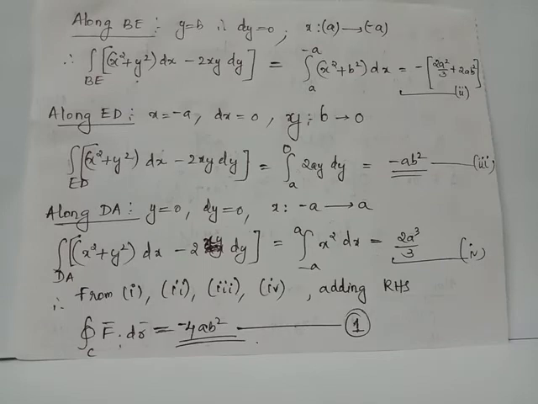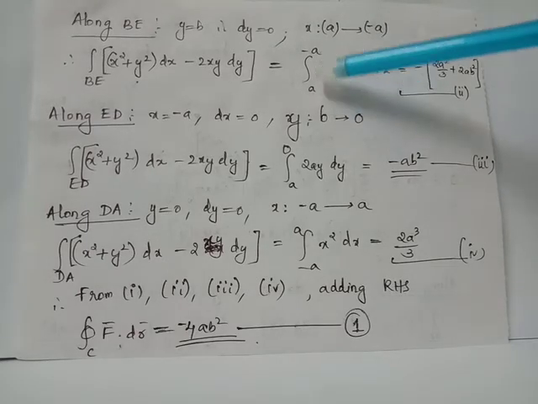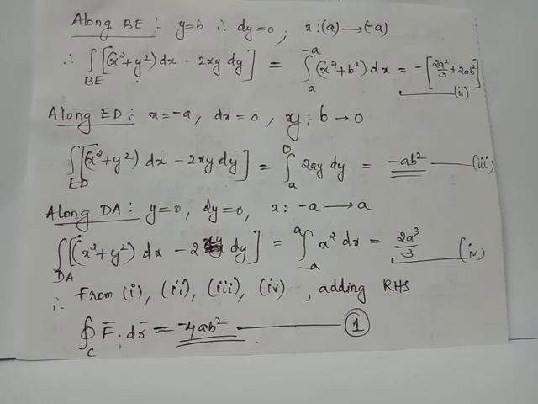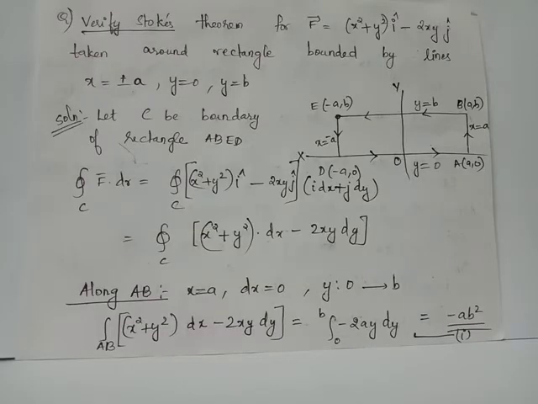Thereby, we obtain the general line integral along the line BE will be reduced to the expression integral from a to minus a of (x square plus b square) dx. After integration we obtain this expression, which is the line integral along the side BE. Now let us evaluate the line integral along the side ED.